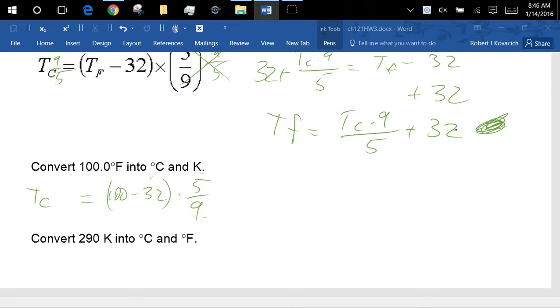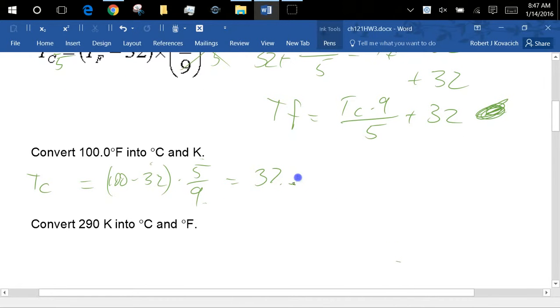So I've got 100 minus 32 times 5 divided by 9 equals, so it looks like 37.8. No, that's not enough. 37.78. That's better. Degrees Celsius. And then I'm going to add 273 to that. I'll get 310.78. Okay? Is that right? That looks right.